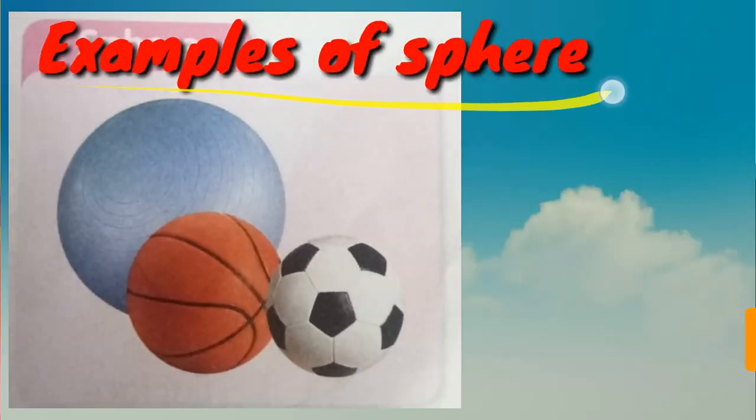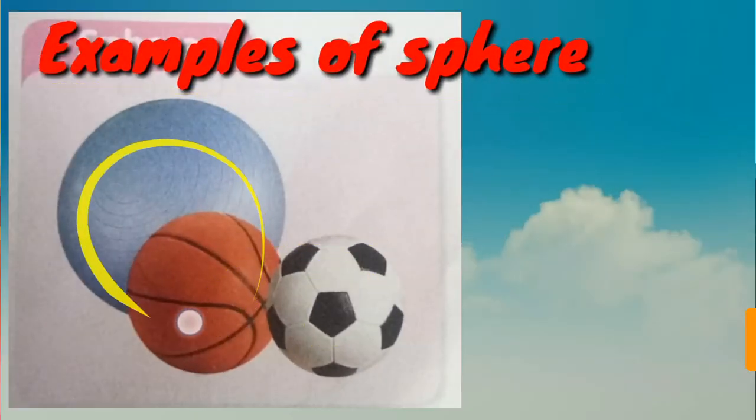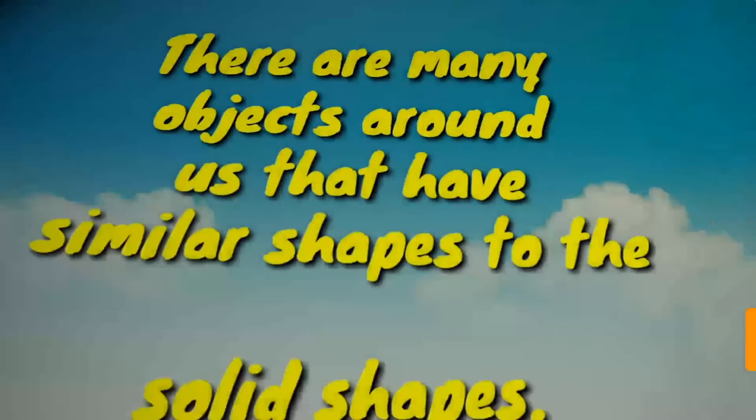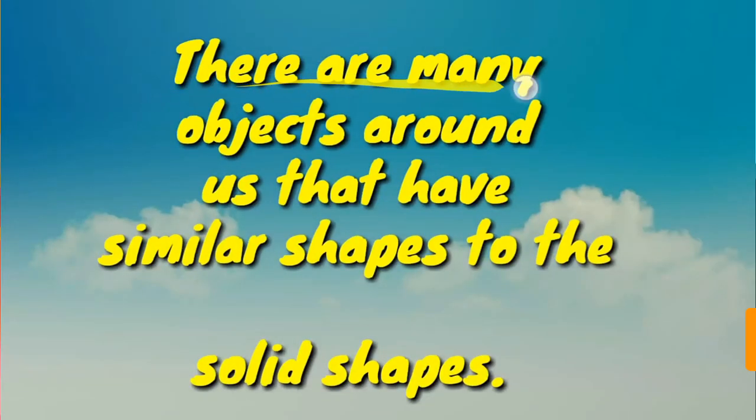Examples of sphere. Are you able to see three types of balls here? These all are examples of a sphere. There are many objects around us that have similar shapes to the solid shapes. Again I am repeating, there are many objects around us that have similar shapes to the solid shapes.